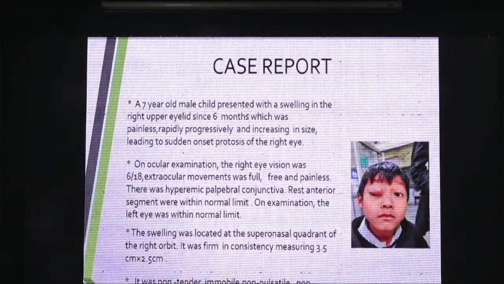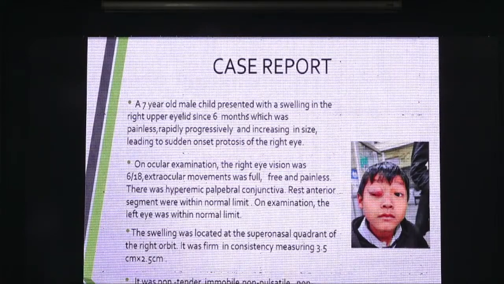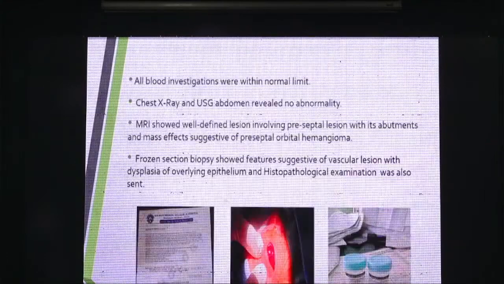The swelling was located in the superior nasal quadrant of the right orbit, which was firm in consistency and measured 3.5 cm by 2.5 cm. It was non-tender, immobile, non-pulsatile, non-expansile on coughing, and was of normal temperature. No bruit was heard on auscultation, and no transillumination was seen. All the blood investigations were normal. Chest X-ray and USG abdomen revealed no abnormality.